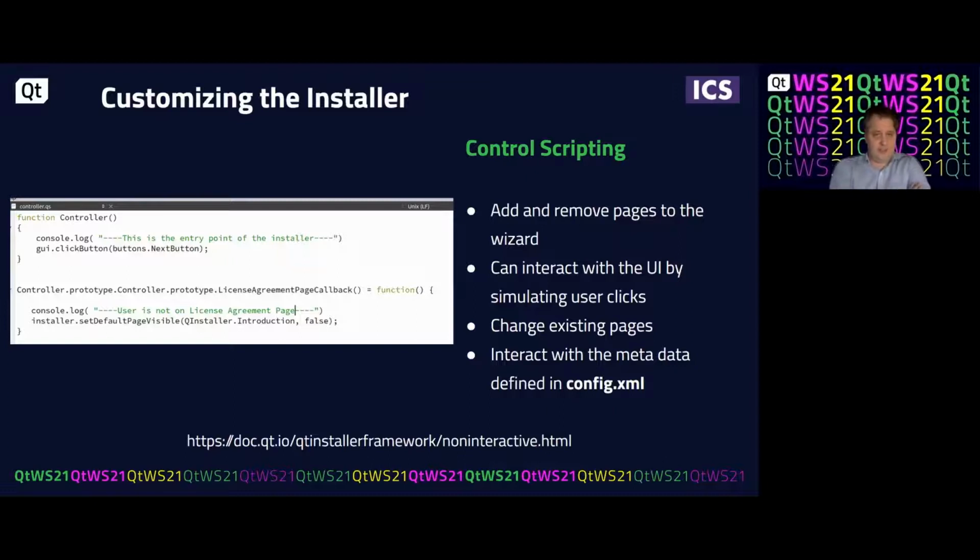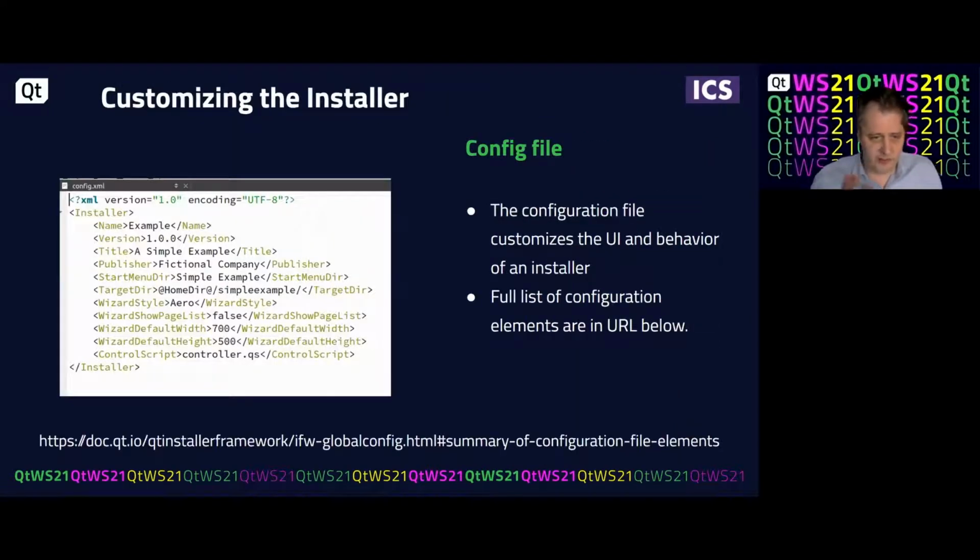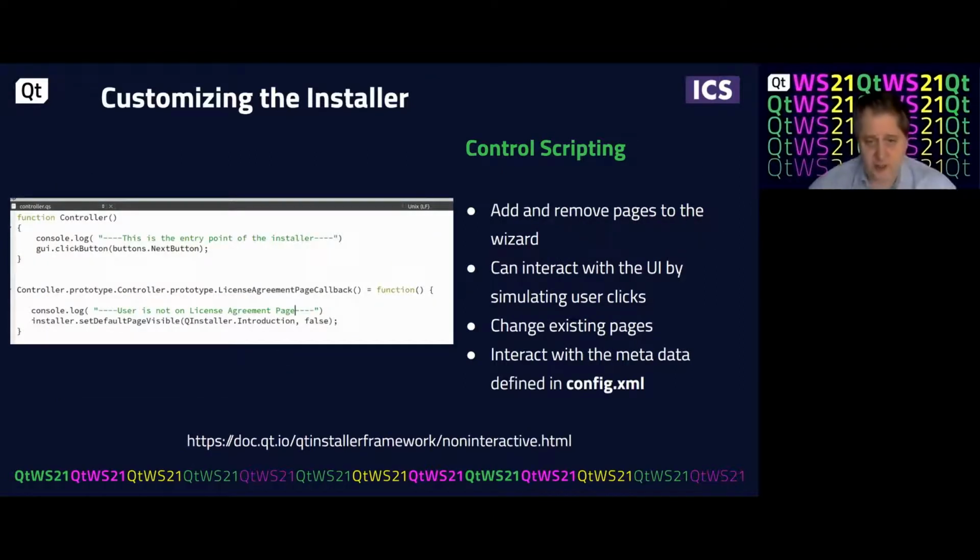Now, we can customize the installer further by doing something that's called control scripting. The idea is that in the config file, we don't see it here, but there is an entry that you could put in, which is control script. Oh yeah, it's right here. You guys see that? Control script. I specify here that what is to be followed is what's in controller.qs, which is a script file. And what you can do with the script file is add and remove pages to the wizard. You can interact with the UI by simulating user clicks. You can change existing pages, and you can also interact with the metadata defined in config.xml.